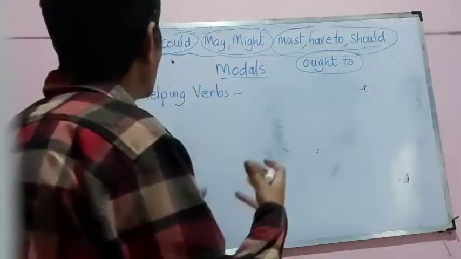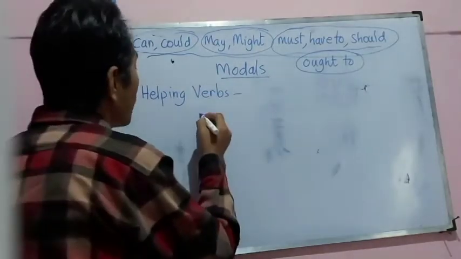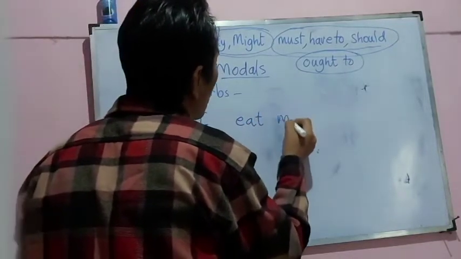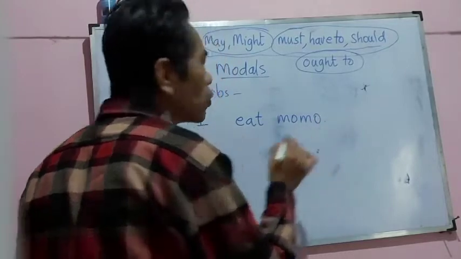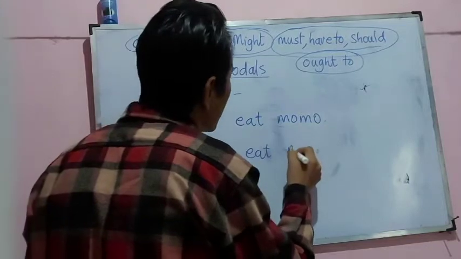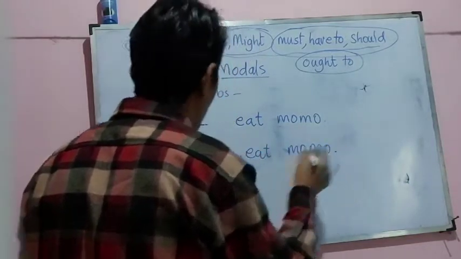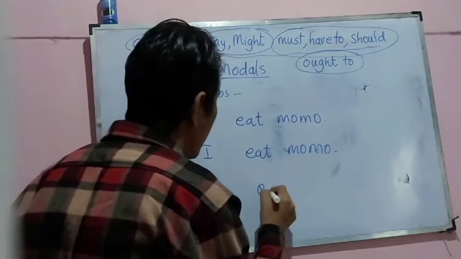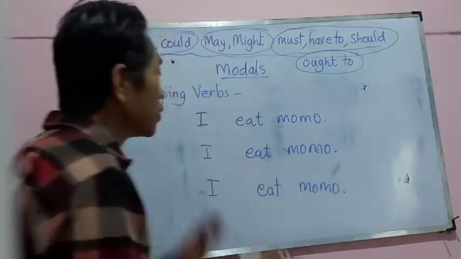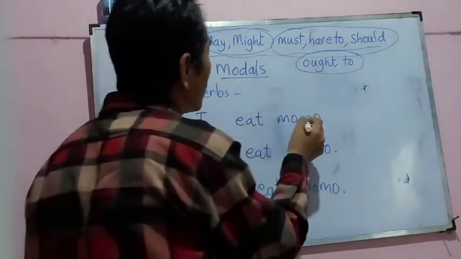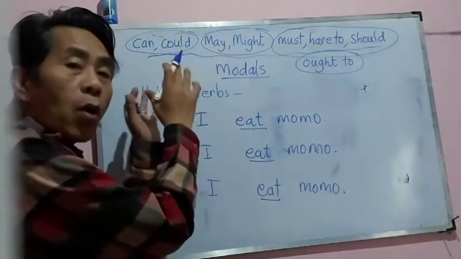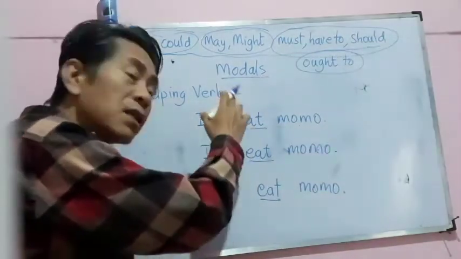Let me give you an example. For example, I eat momo. I'm going to write three sentences. I eat momo. You see? Subject, verb, object. Now this is the main verb. So you see, modals change the meaning of this main verb.